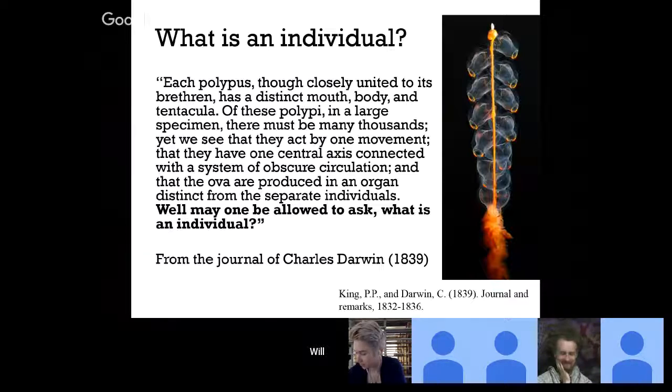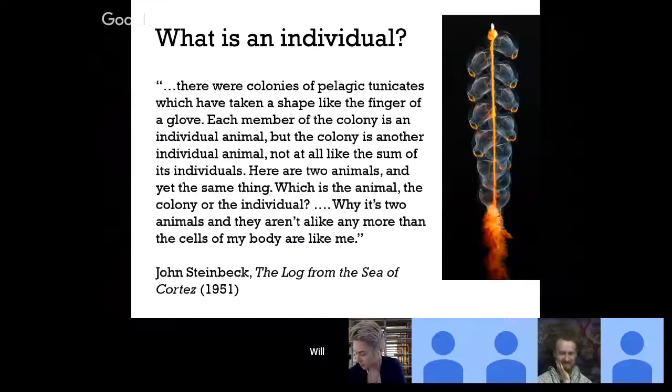Turns out that Steinbeck, 112 years later, wrote a similar set of questions looking at similar organisms. "There were colonies of pelagic tunicates which had taken the shape like the finger of a glove. Each member of the colony is an individual animal, but the colony is another individual animal, not at all like the sum of its individuals. Here are 2 animals and yet the same thing. Which is the animal, the colony or the individual? Why, it's 2 animals and they aren't alike any more than the cells of my body are like me."